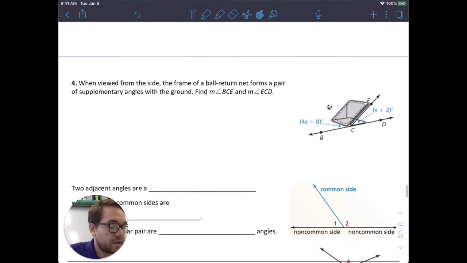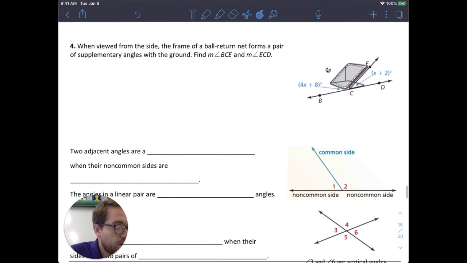Number 4, it's on the next page. So number 4 says, when viewed from the side, the frame of a ball return net that might be used by soccer players in practice forms a pair of supplementary angles with the ground. And we want to find the measurements of angle BCE and measurements of angle ECD that we see in the figure. And so this is where we're using our knowledge of what supplementary angles are in order to determine measurement.